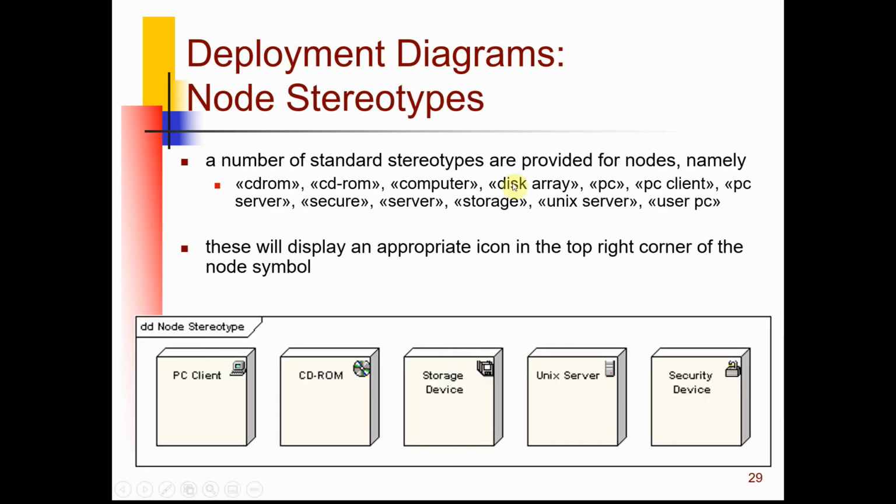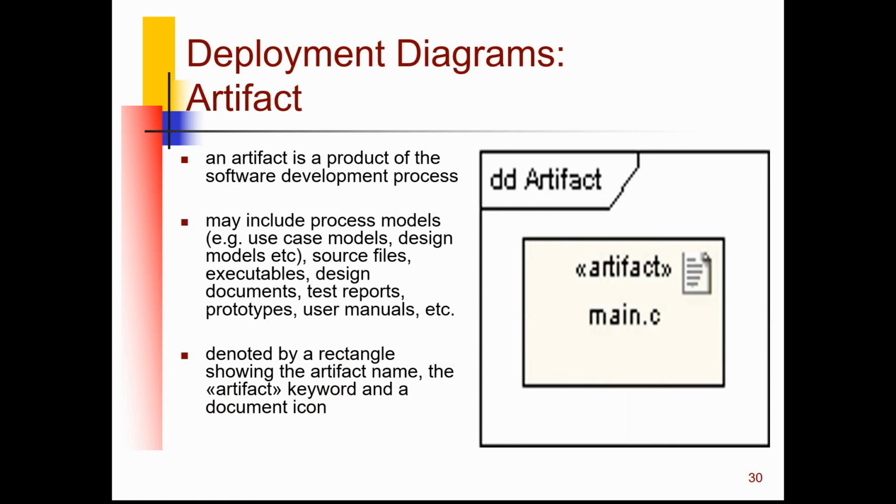And then since node can be used to describe the hardware, the hardware can come up with different stereotypes. So you can have like the PC client, CD-ROM. So here you can assign this node to different stereotypes.